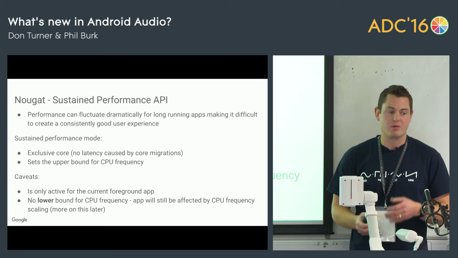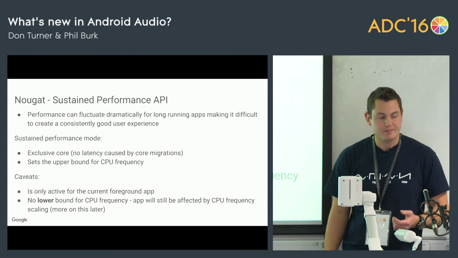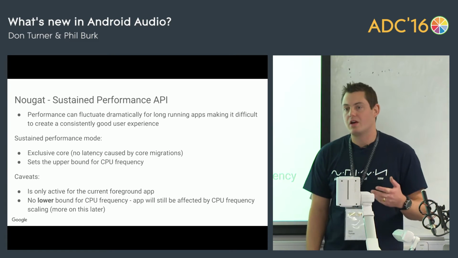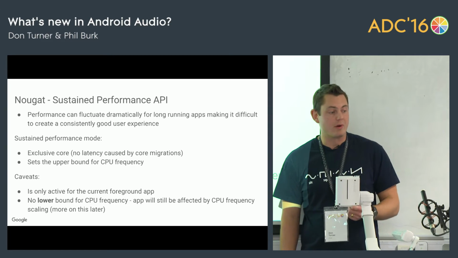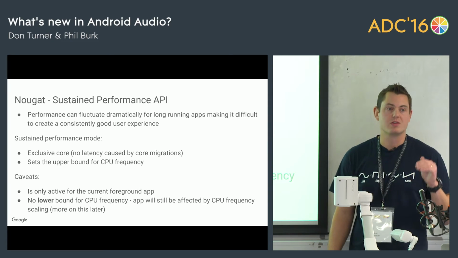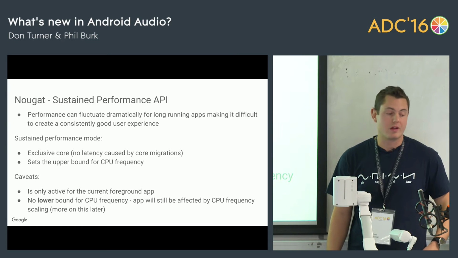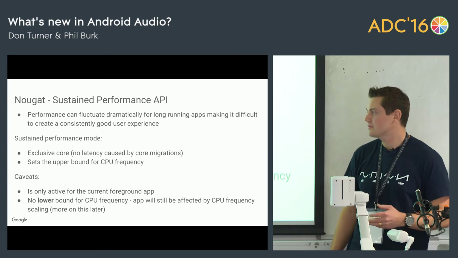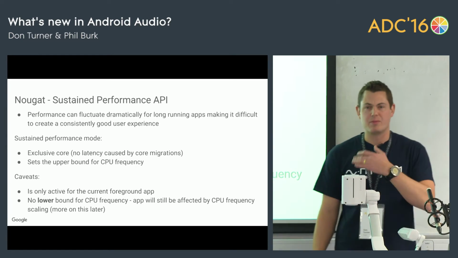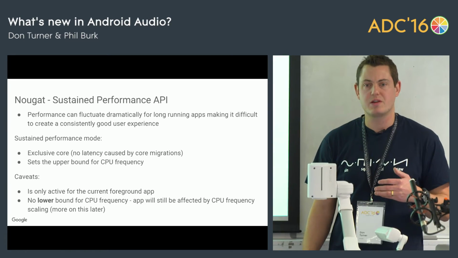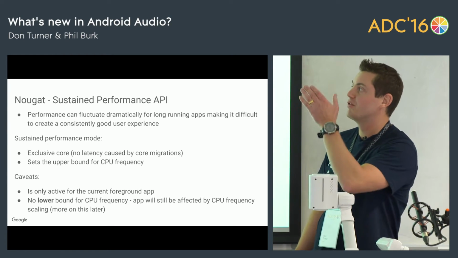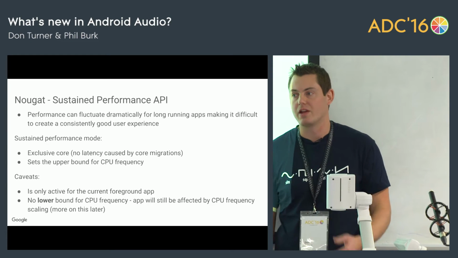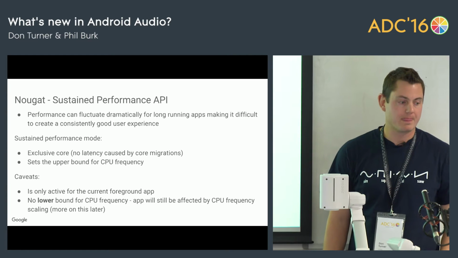So we created this sustained performance mode, which gives you two things. It gives you an exclusive core, so there's no latency introduced by core migrations, where your application thread is shifted from one core to another, and it sets the upper bound for the CPU frequency. So some of you might be thinking, hang on, this is a performance mode, but you're reducing the CPU frequency. Well, the emphasis is on sustained. So you reduce the CPU frequency and you reduce the chances of running into thermal throttling issues.